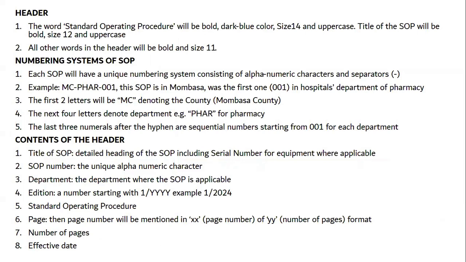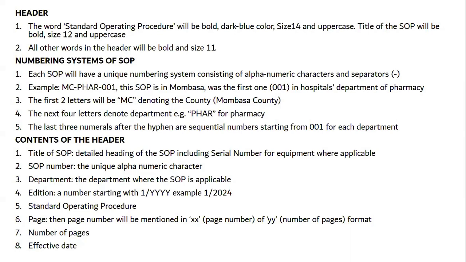For the numbering system of SOPs, each SOP will have a unique numbering system consisting of alphanumeric characters. Moving on. For example, you can have MC Farm. MC for us, we use MC for Mombasa County, so you can justify it. If you are, let's say, Likoni, you want to use LSCH, feel free. Where was I? Yeah, the first two letters for us were MC, denoting Mombasa County. So you'll put what's applicable to you.